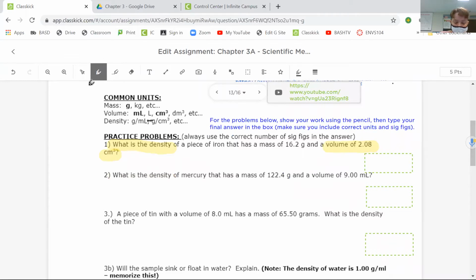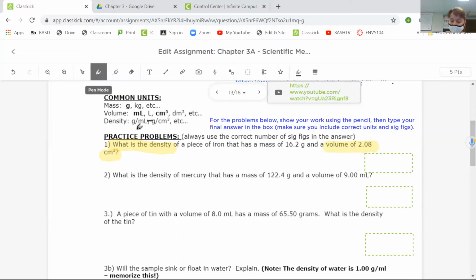Okay, so question number 1 says, what is the density of a piece of iron that has a mass of 16.2 grams and a volume of 2.08 centimeters cubed? So the first thing you have to do is you have to identify what you know and what you're trying to solve for. Okay, so this is a word problem. So we know we're dealing with density, mass, and volume.